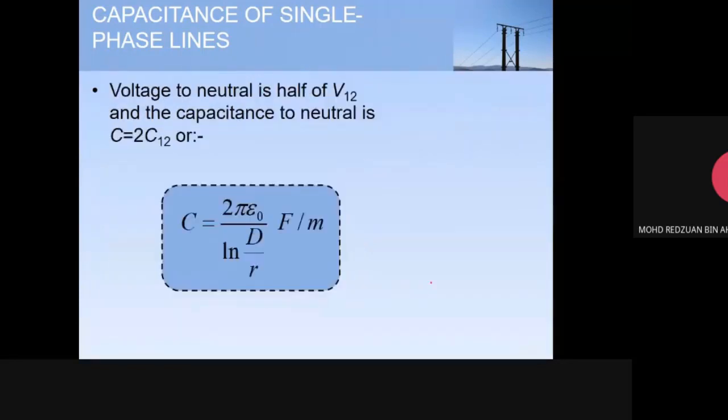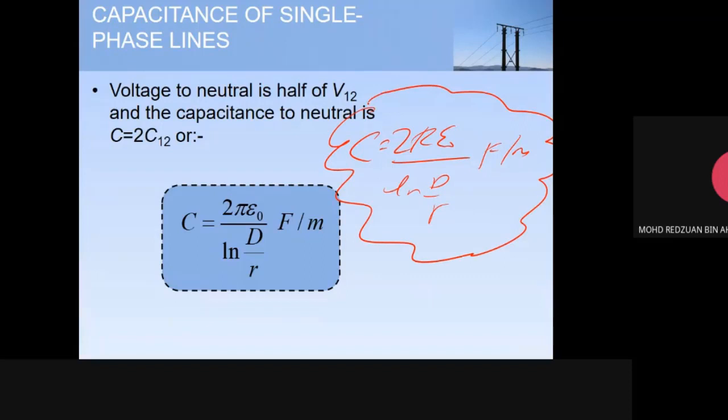This C to neutral is given by this equation. C equals 2 pi epsilon naught over ln D over r, in farad per meter. This is the general equation for the capacitance. As what happened to the L before, this D can actually be replaced by GMD.